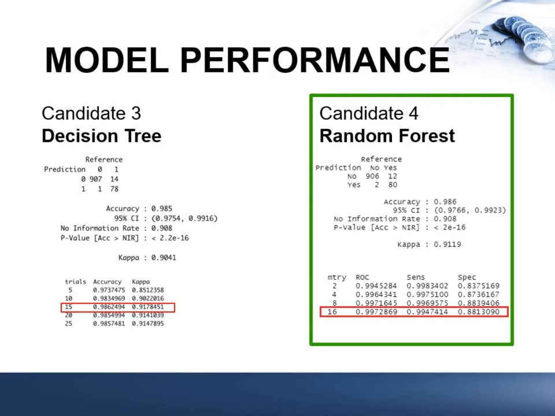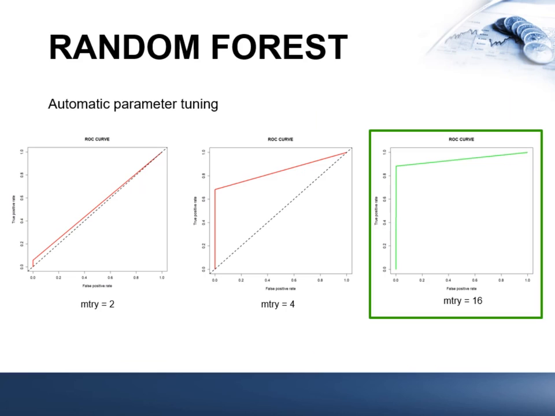However, the other two models, decision tree and random forest, were able to generate more accuracy, but random forest was chosen as the best model because of its higher accuracy rate of 98.6% and the least false negative of 12. We can see why the model chose mtry value 16 as the best, since it is creating the best ROC curve.